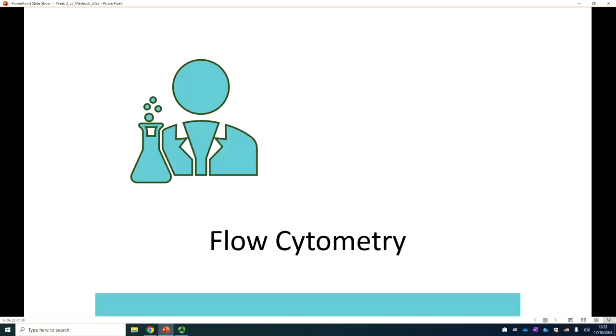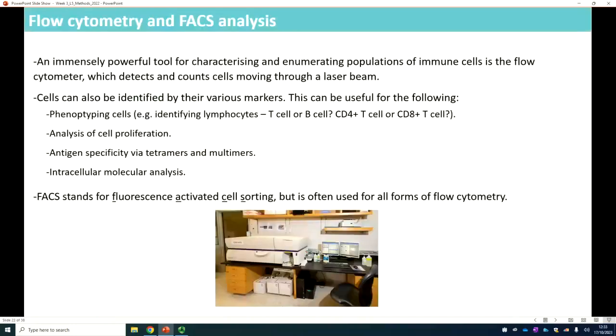What I want to do now is move on to flow cytometry or FACS analysis. So this is a picture of a FACS machine. This was a few years ago, so you can see it's quite a large machine. You've got your fluidics underneath and your computer set up there. So it's a really powerful tool for characterizing and enumerating different populations of immune cells. And the way that this works is it detects and counts cells moving through a laser beam.